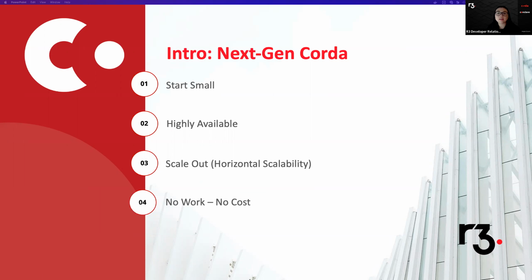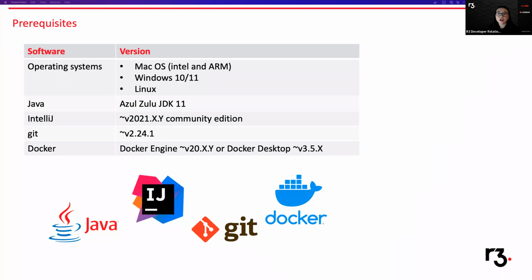Now let's take a look at the different prerequisites that are required when it comes to local deployment with the CSDE. So here are some third-party software tools that we'll need. Obviously, we'll need an operating system. You can use Mac, Windows, Linux, whatever you like. And we'll also need Java. So we're using Azul Zulu JDK 11 here.